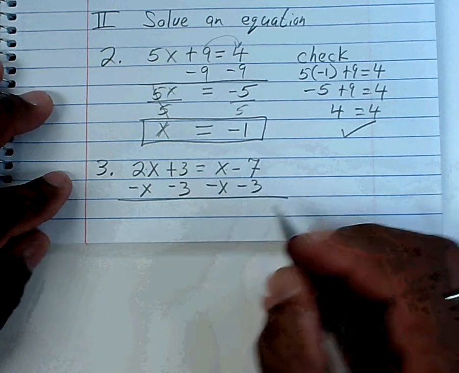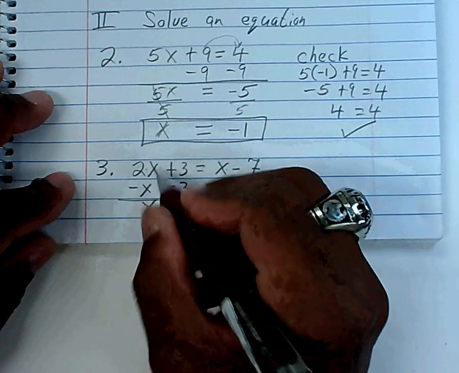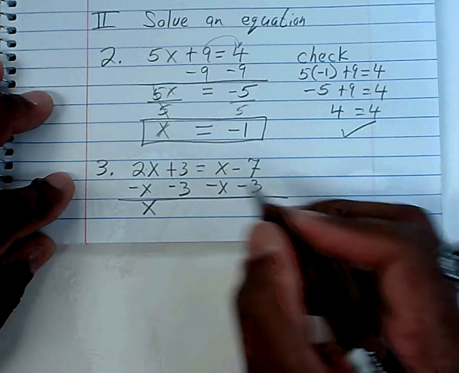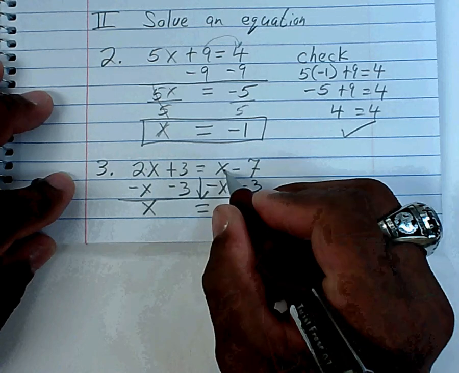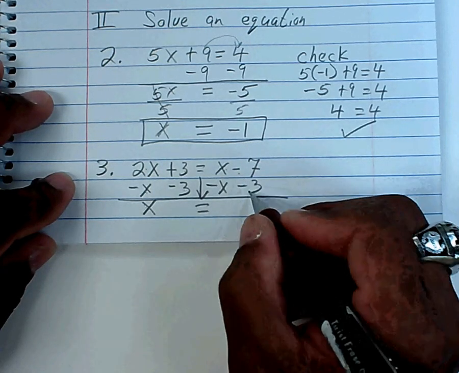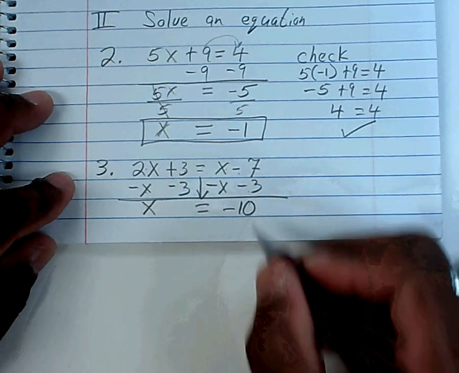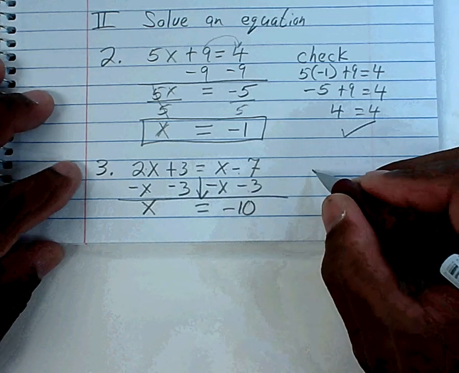Combine like terms, 2x minus x is x. I get 0 here, don't need to write anything. Bring down my equal sign. The x's here cancel. Negative 7 combined with negative 3 is negative 10. Got my answer. And now I'm going to go check.